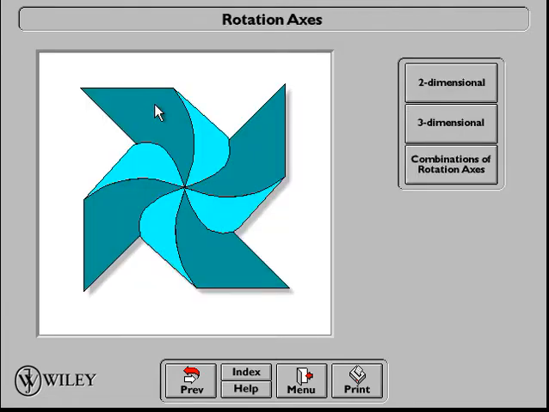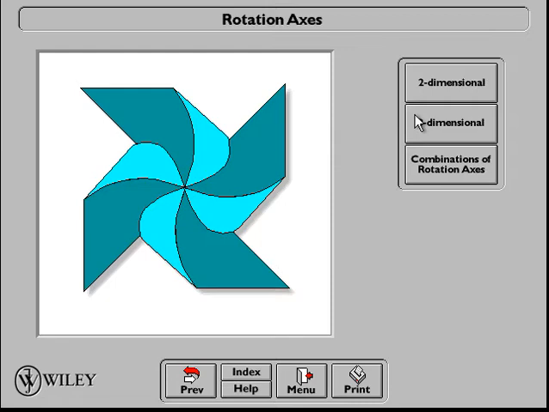So here we have such a windmill. You can fold it easily just using a paper. Then you can fold them. I will show you now a few examples dealing with rotation axes. Here we can have a two-dimensional rotation axis, a three-dimensional one. Then we have combinations of rotation axes.